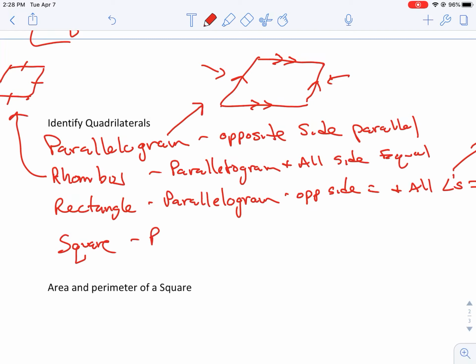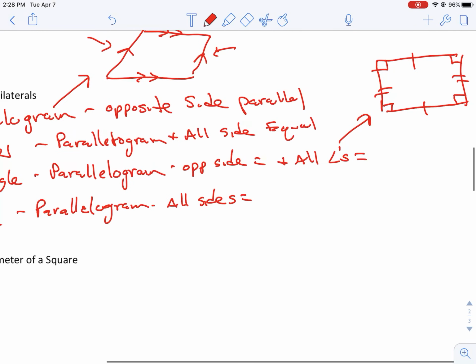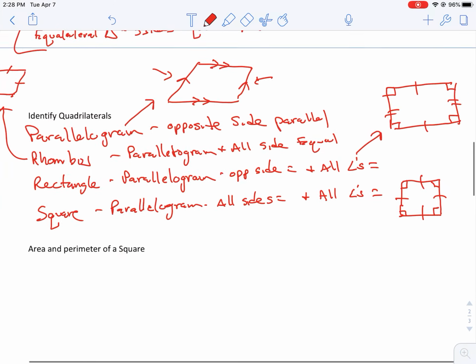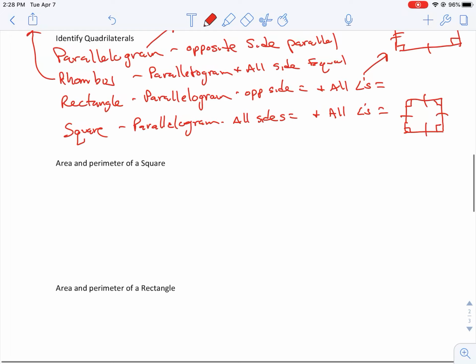And last but not least, you have the square. Okay, parallelogram. All sides equal, and all angles equal. Notice I use a little angle symbol. And the square, like a rhombus, but now we put the little right angle marks in there. Okay?